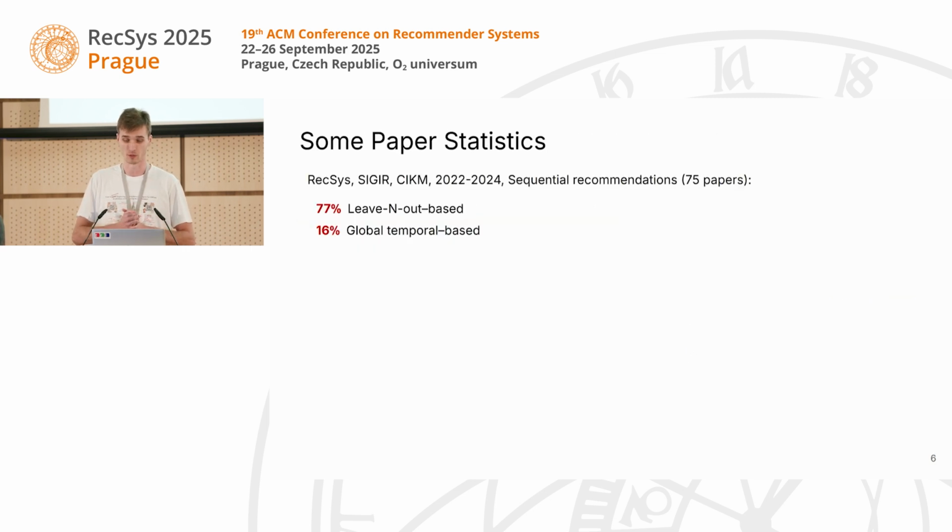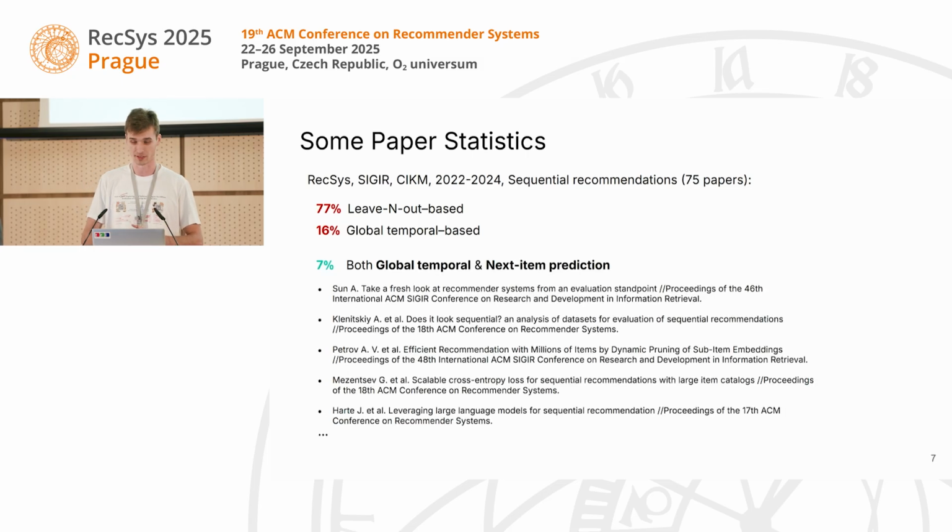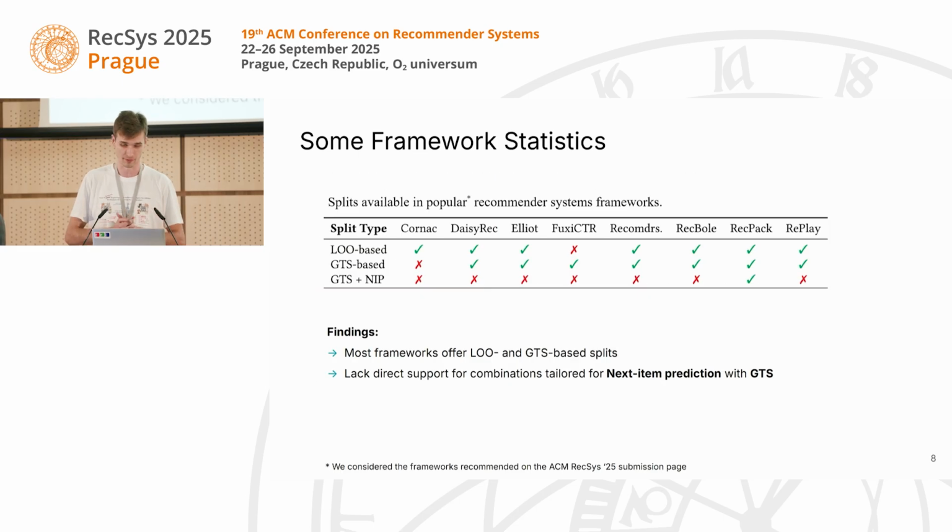We reviewed papers published in the past 3 years to identify viable alternatives. The majority used leave-one-out based splits or global temporal splits, and only a small percent combined GTS with next item prediction. So realistic leakage-free setups remain rare. We also checked popular frameworks, and again, most of them implement leave-one-out and global temporal splits, but they do not provide their combinations out of the box, which slows the adoption of rich evaluation strategies.